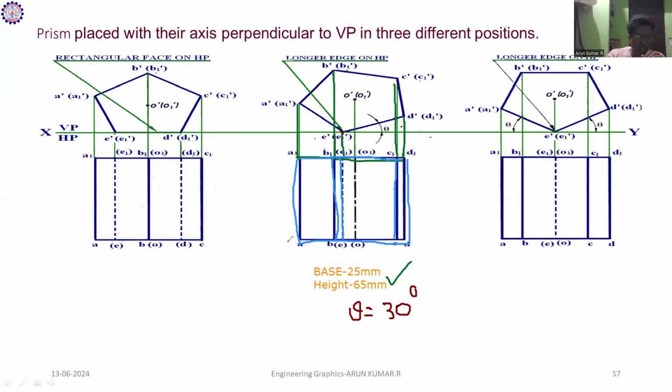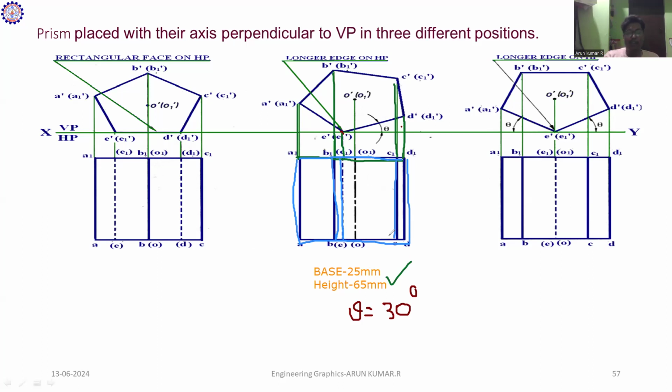Then you do the naming: A1, B1, C1, D1 I mark as the base of the prism, and A, B, C, D, E as the top of the prism. So this is the case I have to repeat: the axis is perpendicular to VP. That is the position of the solid, where the solid is positioned, and the orientation of the solid is that one of the longer edges is inclined to HP.